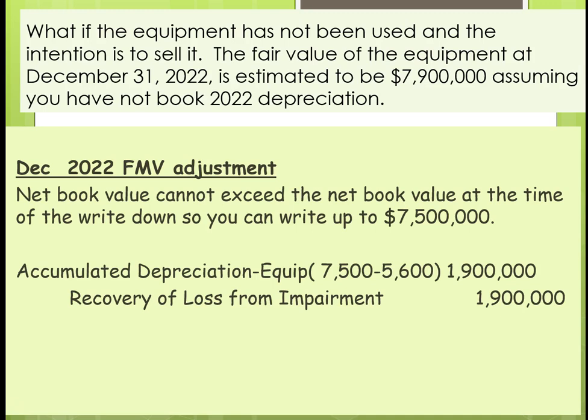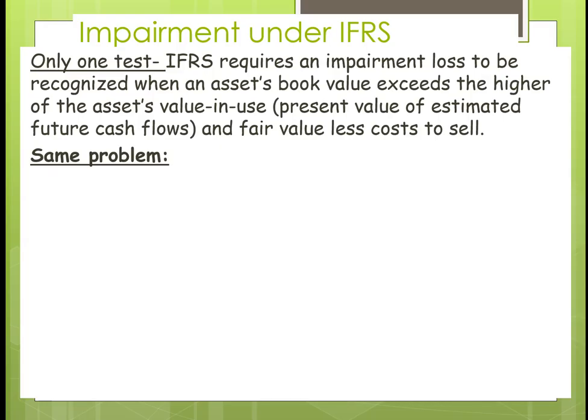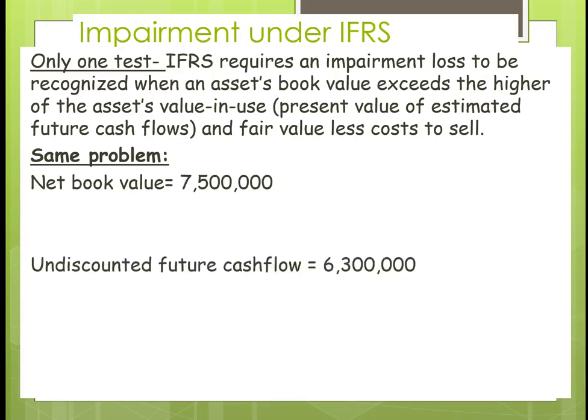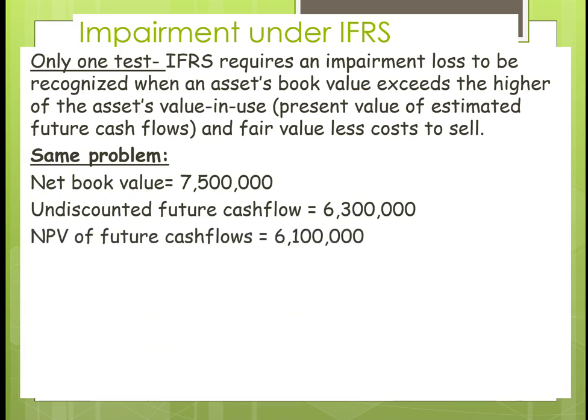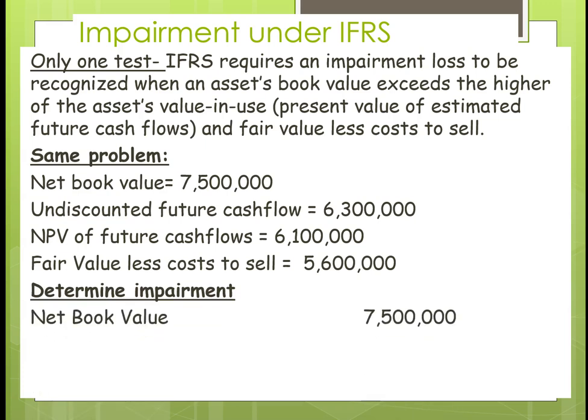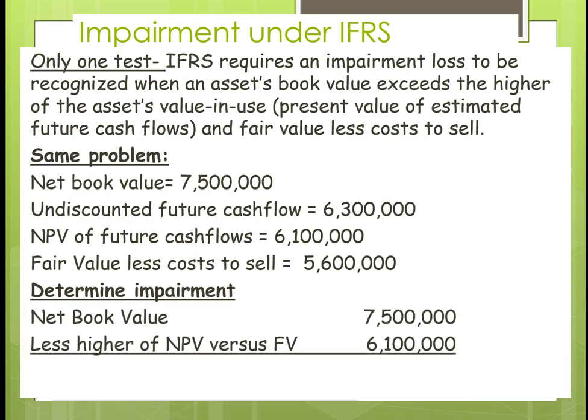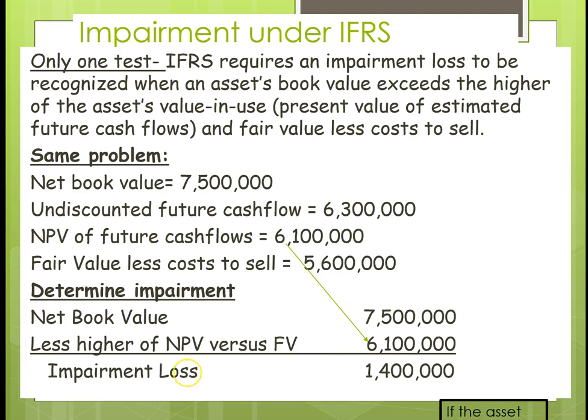Now, what does this look like under the international standard? Net book value. We'd look at the undiscounted cash flows versus the net present value of future cash flows. And then we have the fair value less cost to sell. So we're going to determine impairment. We're going to compare the net book value to the higher of the net present value versus the fair value. And in this case, we use the $6.1 million, which tells us we have an impairment loss of $1.4 million.